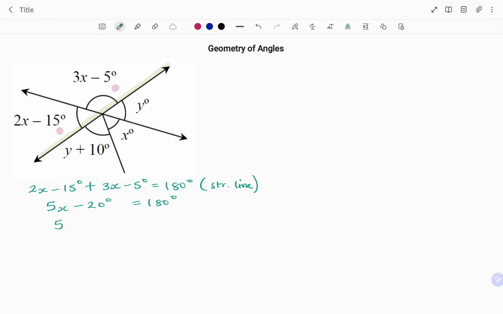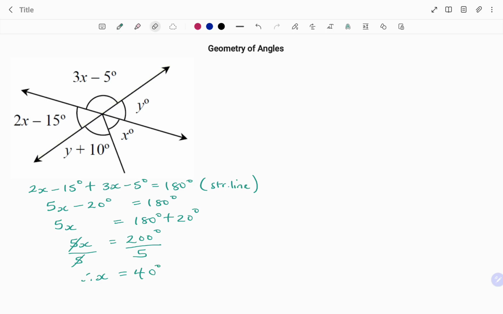Collecting like terms, I have 2x plus 3x, 5x, minus 15 minus 5, that's minus 20 degrees equals 180 degrees. If I move my minus 20 to the other side, it becomes a plus. I have 180 plus 20 degrees. So therefore 5x equals 200 degrees. Dividing both sides by 5, therefore the value of x equals 40 degrees.